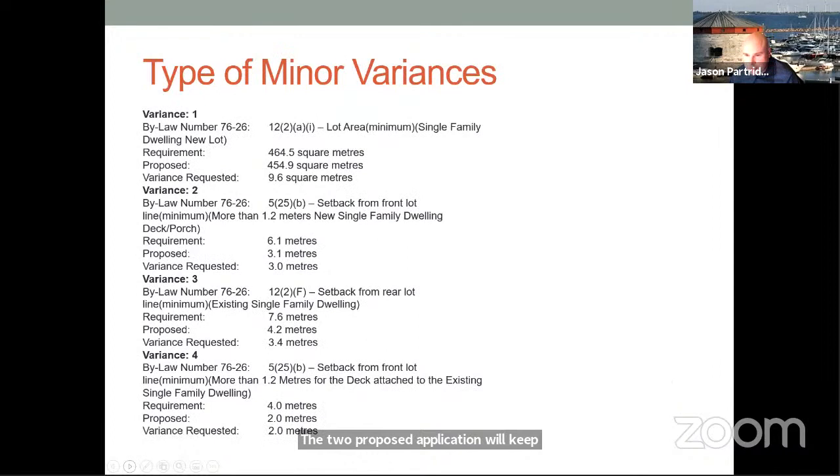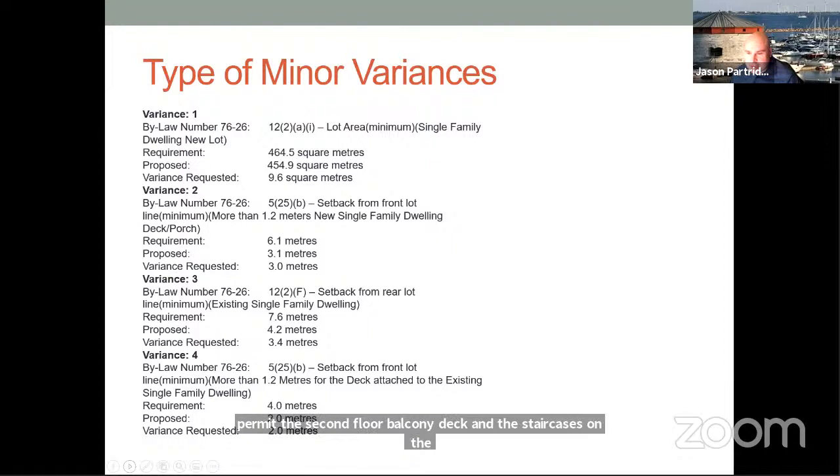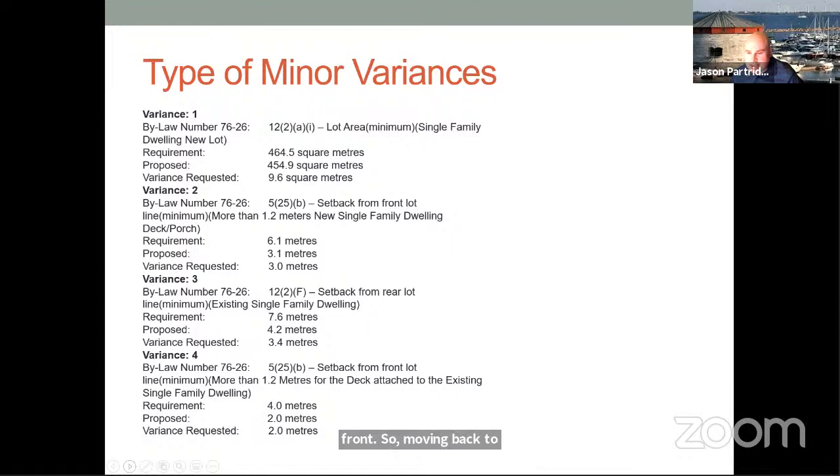Next slide, please. So there are four variances being applied for. One is lot area, so they only need to ask for 9.6 square meters from the minimum lot area for the new lot. The other lot that has the existing single family dwelling is in the 600 square meters, so it's well over the minimum, and the lot frontages. Then the setback from the rear, so this is for the new single family dwelling, it's to permit the second floor balcony deck and the staircases at the front. Moving back to the existing single family dwelling, it would need a setback from the rear lot line for the existing dwelling and the existing deck. So that's variances 3 and 4.